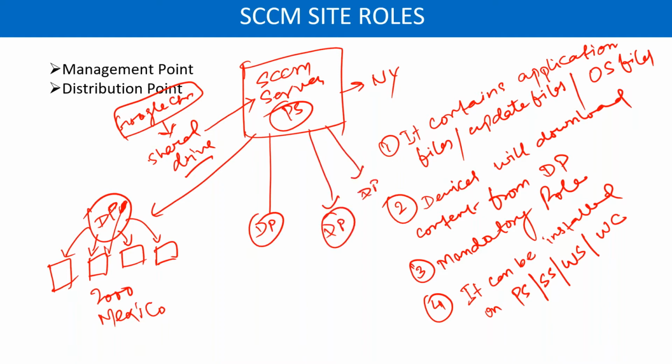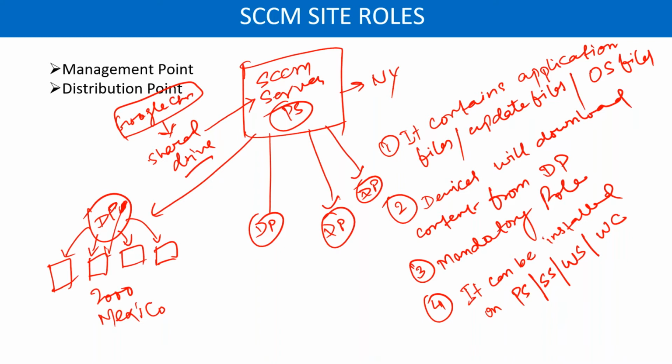10 or 100 distribution points, you can distribute to all of them, regardless of wherever they are present, at any location. So in the first phase, we have to distribute to the secondary server.